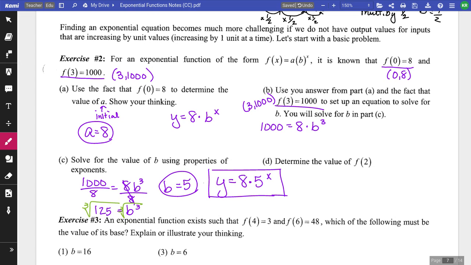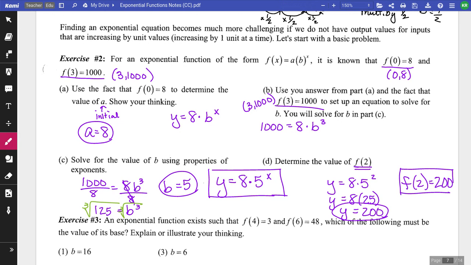So there's my exponential equation. Now D takes it a step further. It says, okay, so find the value of f at 2. So I would just plug in 2 for my variable. So this would be 8 times 25, or 200. So f of 2 is 200.